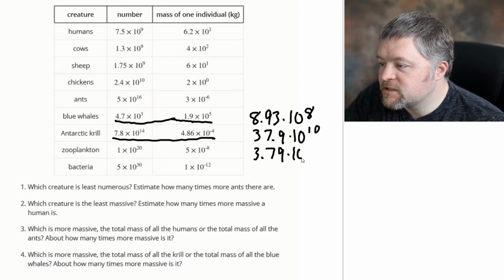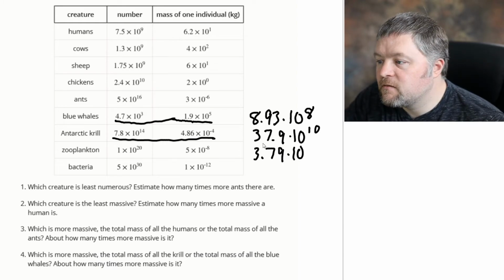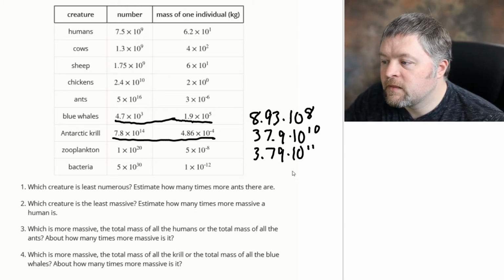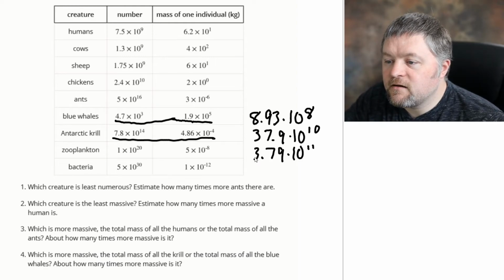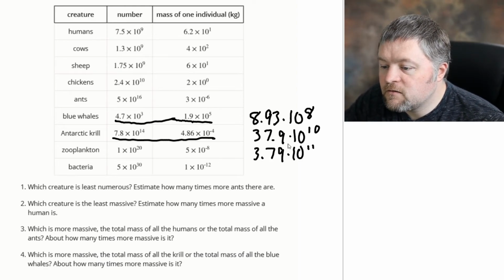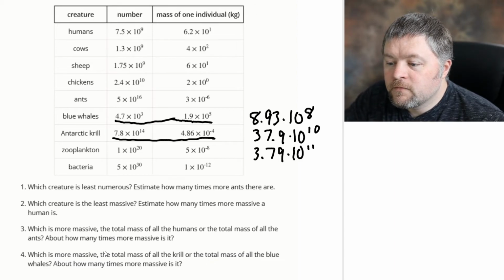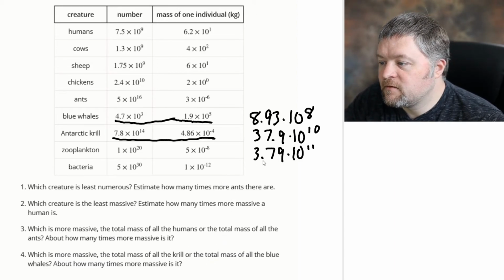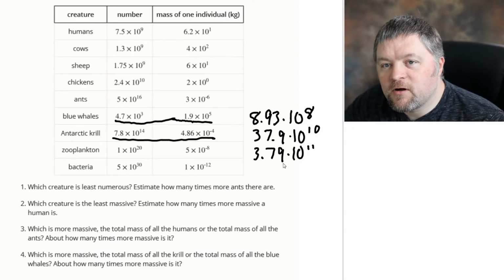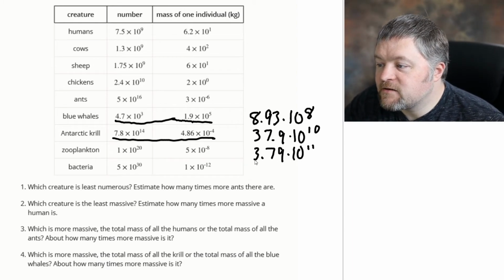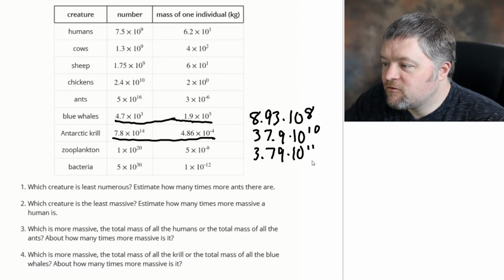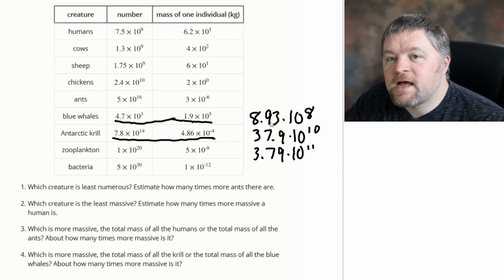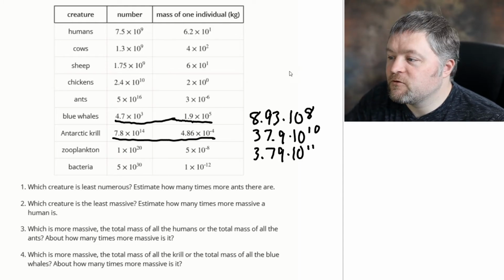3.79 times 10 to the power of, we may move the number over one spot, to the power of 11. So now we know the mass of all the blue whales on the planet and all the mass of the krill. Which is more massive? This one surprised me a little bit. The mass of all of the krill, tiny little krill, is actually more than the mass of all the blue whales, big giant blue whales.